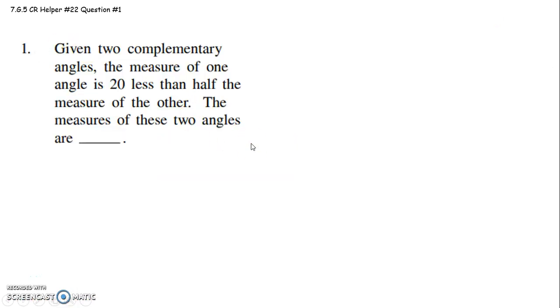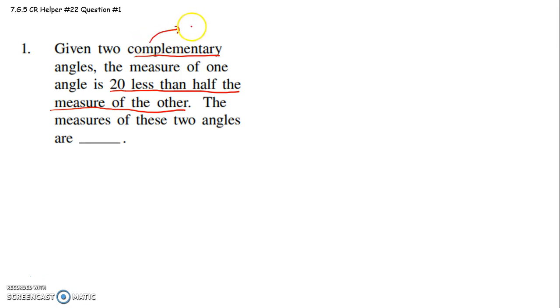Eighth graders, this is to help you with question 1 on CR 22. It says, given two complementary angles, the measure of one angle is 20 less than half the measure of the other angle. Okay, given two complementary angles.